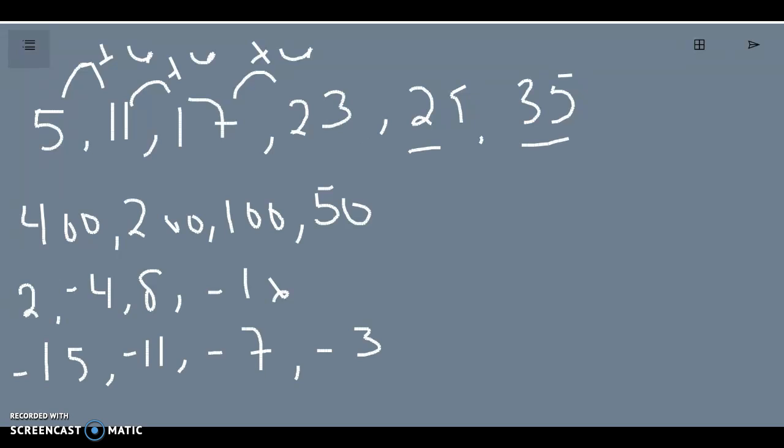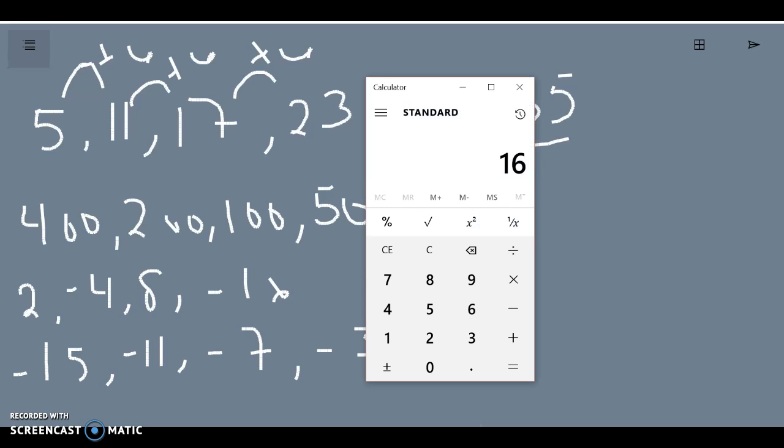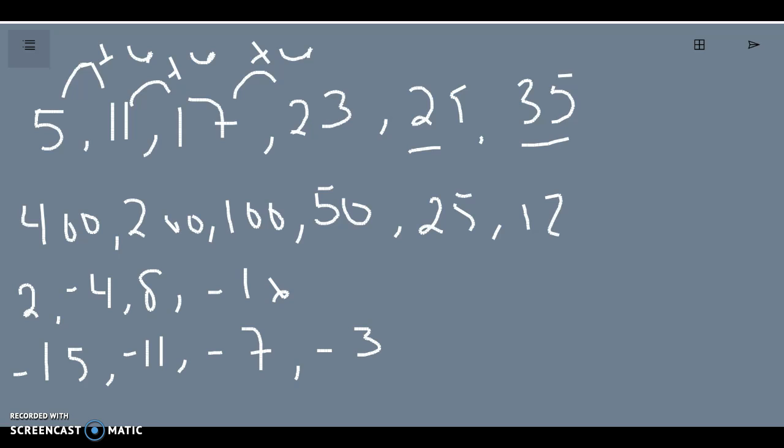Okay? For the next one, I have 400, 200, 100, and 50. So it looks like I'm dividing the previous term by 2 to get to the next one. So if I divide this by 2, I get 25. And if I divide 25 by 2, I'm going to get 12.5. So that's my next two terms.